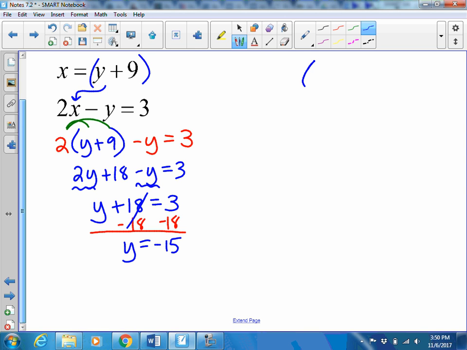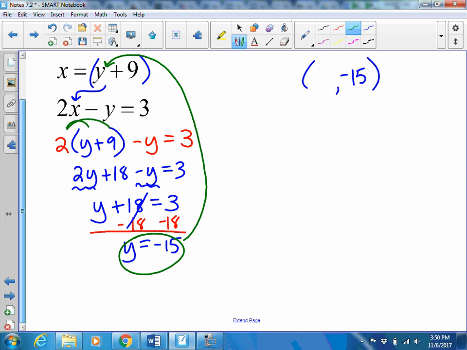All right, so remember, your answer is an ordered pair. I have the y coordinate done. I have a negative 15. So we're going to take that answer for y, and I'm going to plug it in for y in that very first equation. So that would be x equals the y value, negative 15 plus 9. And then we just need to add those together. So negative 15 plus 9 is a negative 6. So it looks like my ordered pair is negative 6, negative 15.